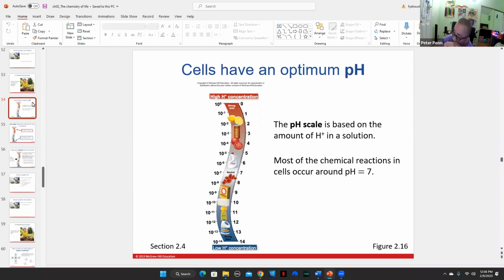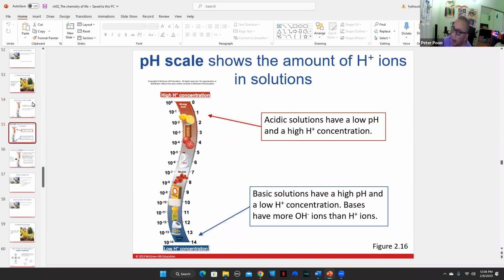You cannot get too high or too low, because if you do, you get into acidosis and stuff, and that's really bad. Acidic solutions have a low pH and therefore a high H plus concentration. pH is the opposite of H plus, so if you have high pH, that means you have low H plus levels. If you have low pH, it means you have high H plus levels.